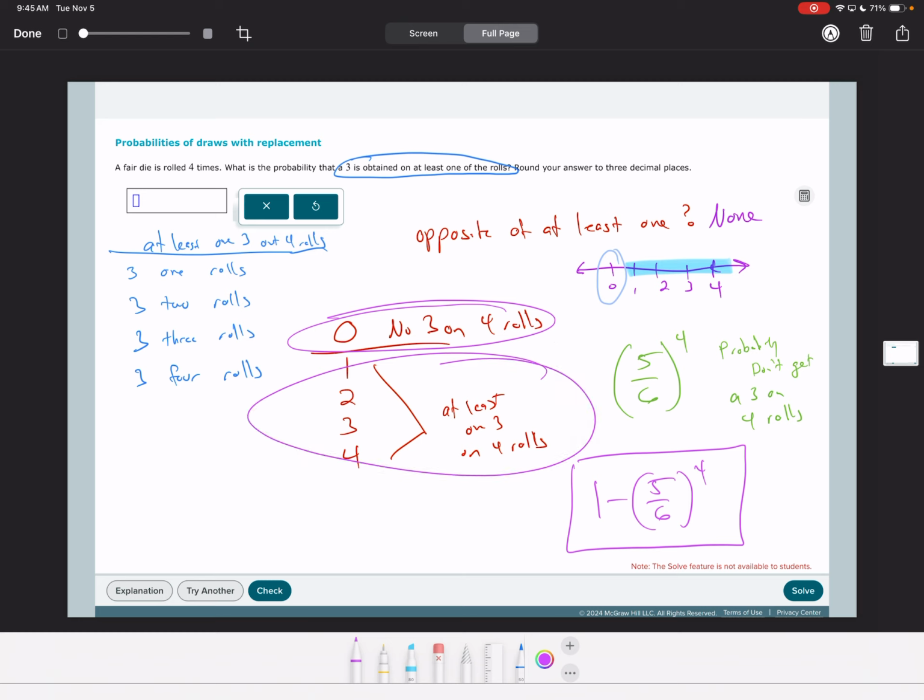I can't erase that. The undo button went away.